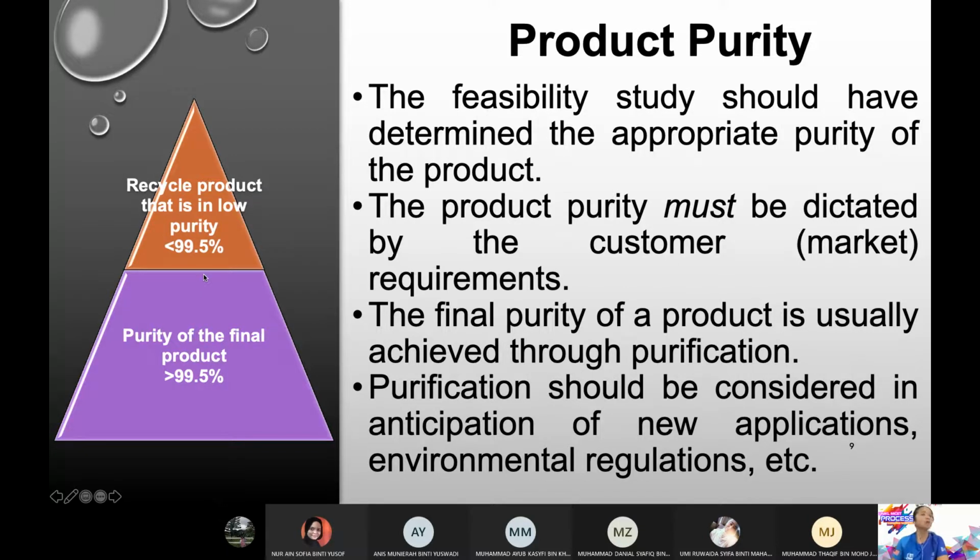Okay, so usually, rule of thumb, kalau produk kamu purity more than 99.5%, kamu dah boleh terima sebenarnya. Tetapi if your purity is low, most of the time kamu akan recycle balik untuk improve purity. So kalau dah capai 99.5, dah boleh dijual. But if you get less than 99.5, you will have to recycle to improve purity. But again, this is rule of thumb ataupun kebiasaannya, tetapi bukan kewajipan. It really depends on your customer needs.